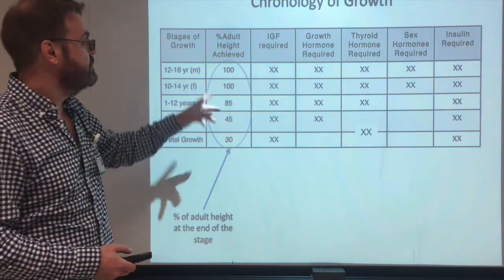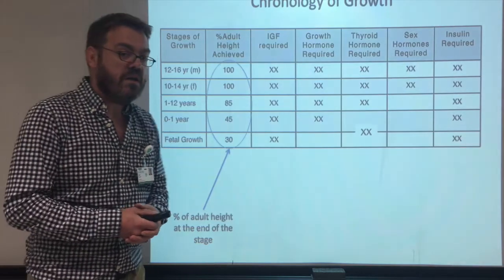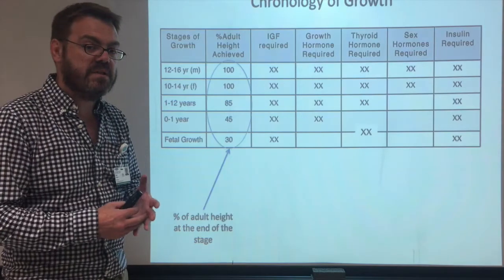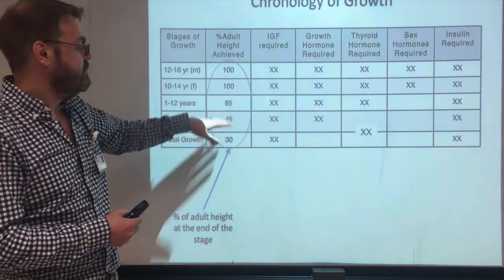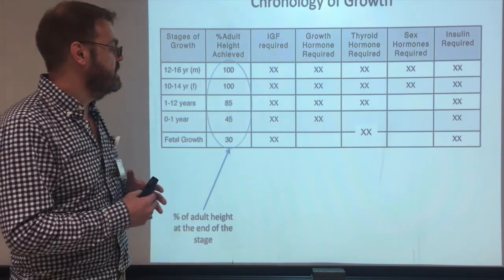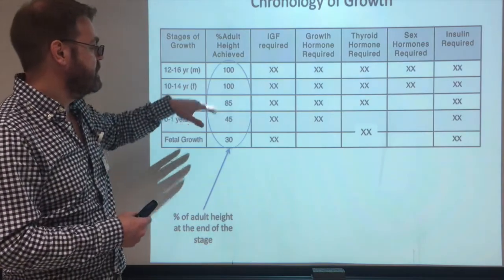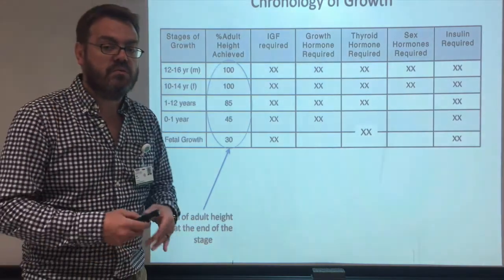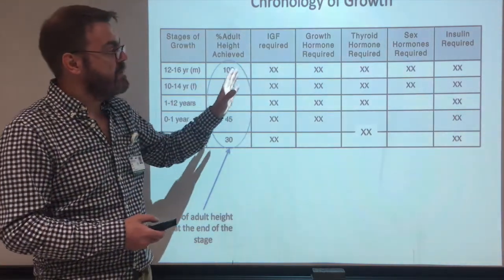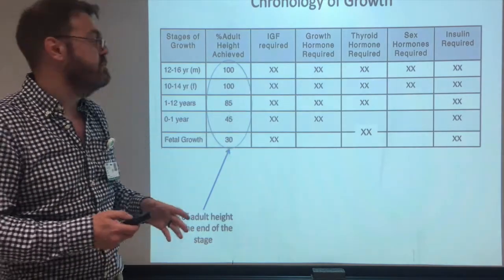Now this first column talks about the percentage of adult height achieved, and so when you're born you're about 30% of your complete adult stature, then you go up to about 45% of that in the first year of growth, then you reach about 85% of your full height and weight at 12 years, and then puberty brings you up to the full height. Now we'll notice as we go through these columns the different time frames where these hormones are most important.